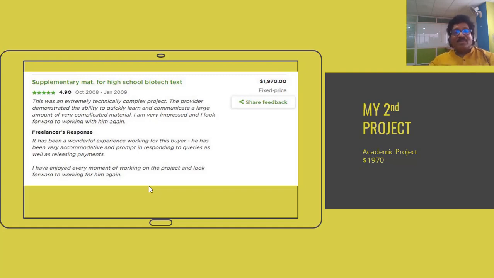He released my pay. Now this project involved creating PowerPoint presentations from a textbook. The textbook had already been written by my client. He sent the book to me, to my mailing address, through courier, through FedEx obviously. And then I went through the textbook. I had to create separate PowerPoint presentations for each chapter.